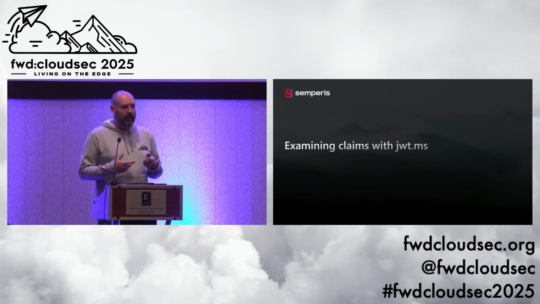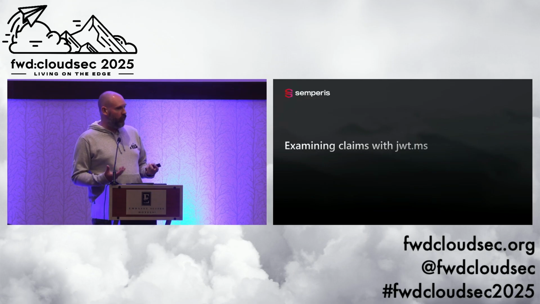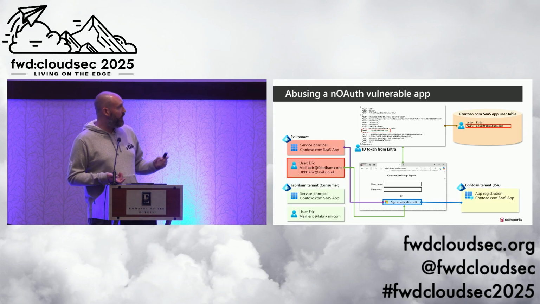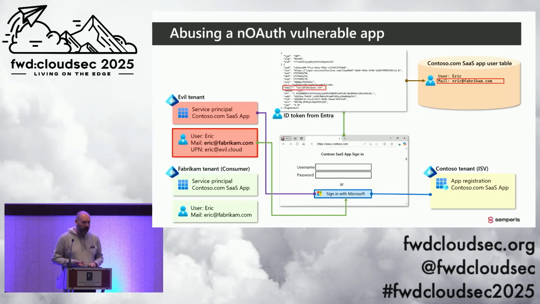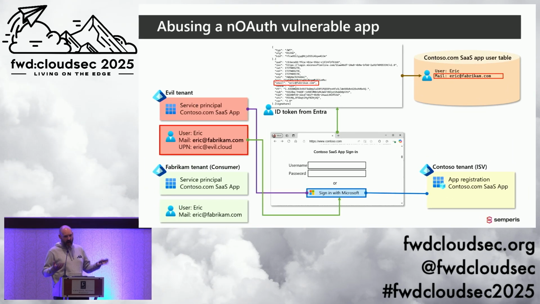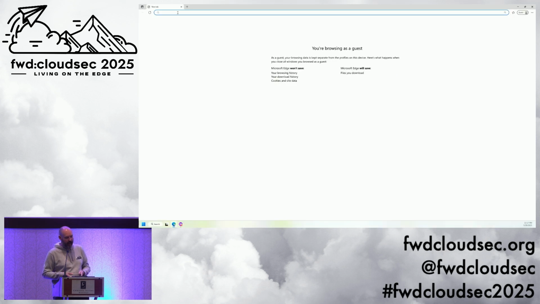Right, so also if we want to examine claims, we can easily look at this. Trying to understand how this works is a bit easier with Jot.ms. So if we go to this diagram and we want to look at that ID token, we can actually configure an app registration and redirect our ID token to Jot.ms.